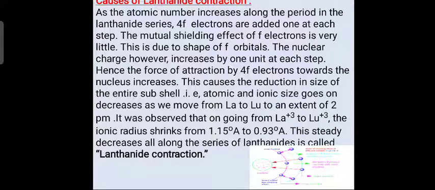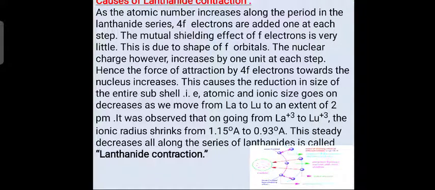Causes for lanthanide contraction. Now here we will see what the causes for lanthanide contraction are. As the atomic number increases along the period in the lanthanide series, 4f electrons are added, one at each step. You know that in a period, as you move from left to right, atomic number goes on increasing, correct? As the atomic number increases, electrons are being added to what? 4f orbital, correct?